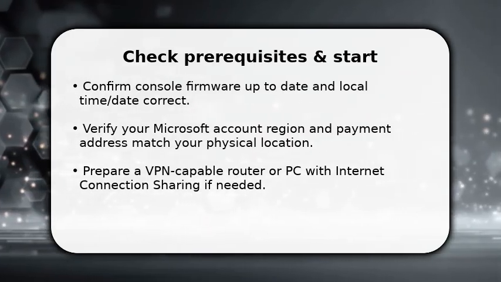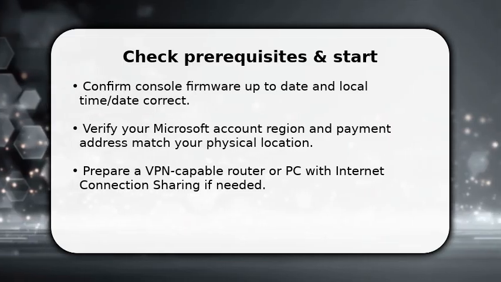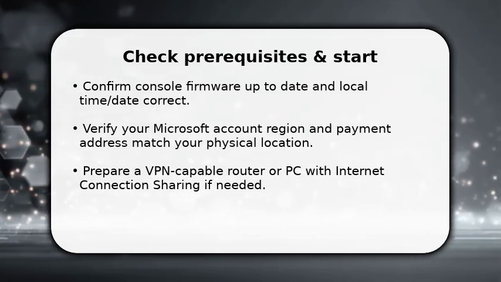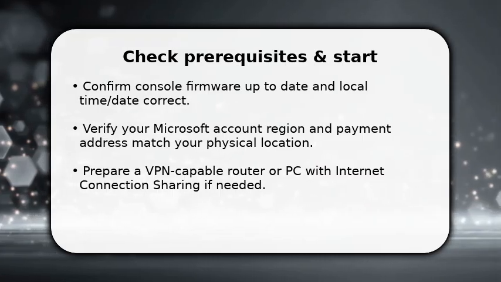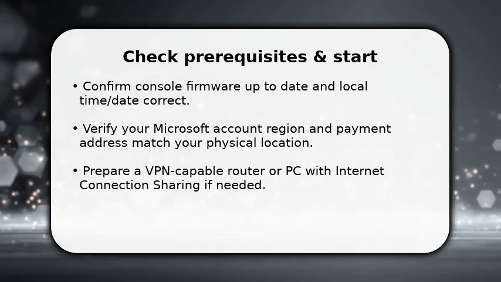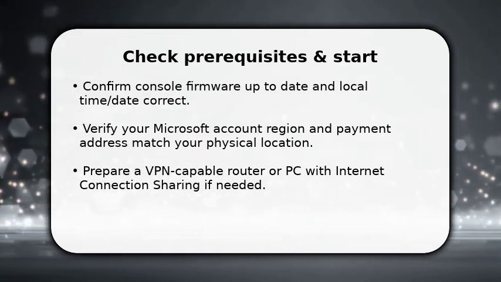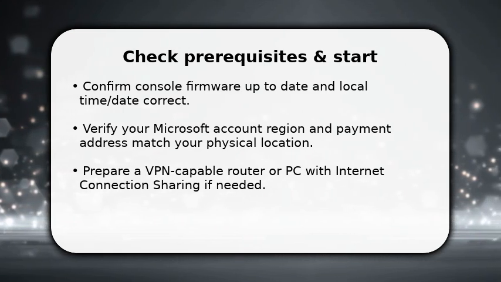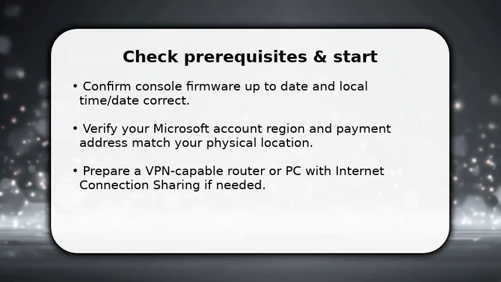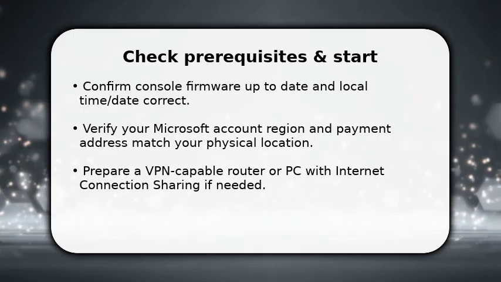If your region blocks Xbox Live, prepare a VPN solution on a router or PC to route console traffic. This bypasses geo-blocks. Keep your account billing address consistent because service checks rely on both account and network location. That prevents future rejections.